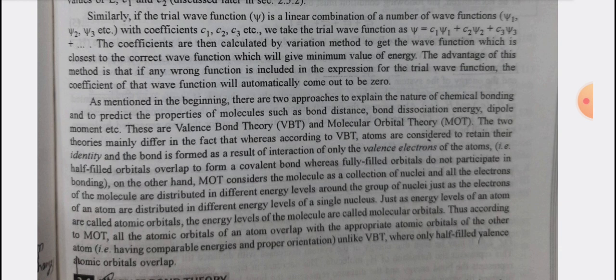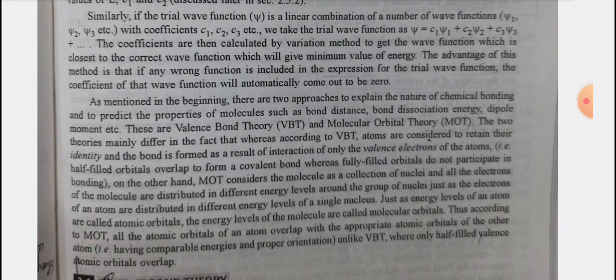As mentioned in the beginning, there are two approaches to explain the nature of chemical bonding and to predict the properties of molecules such as bond distance, bond dissociation energy, dipole moment, etc. These are valence bond theory and molecular orbital theory (MOT). The two theories mainly differ in that according to VBT, the atoms are considered to retain their identity, and the bond is formed as a result of the interaction of only the valence electrons of the atoms, that is, half filled orbitals overlap to form a covalent bond, whereas fully filled orbitals do not participate in bonding.